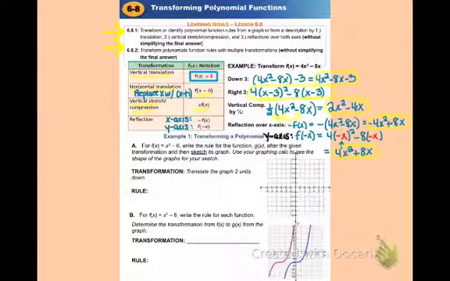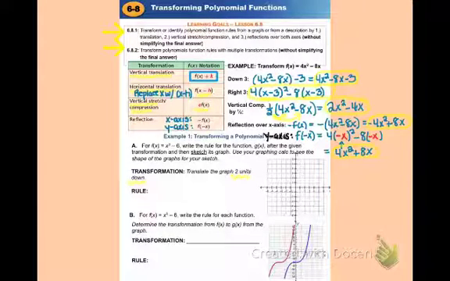So example A says, for f of x equal to x cubed minus 6, write the rule for the function g of x after the given transformation, and then sketch its graph. Use your graphing calculator to see the shape of the graphs for your sketch. The question asks me to transform it by sliding it 2 units down.